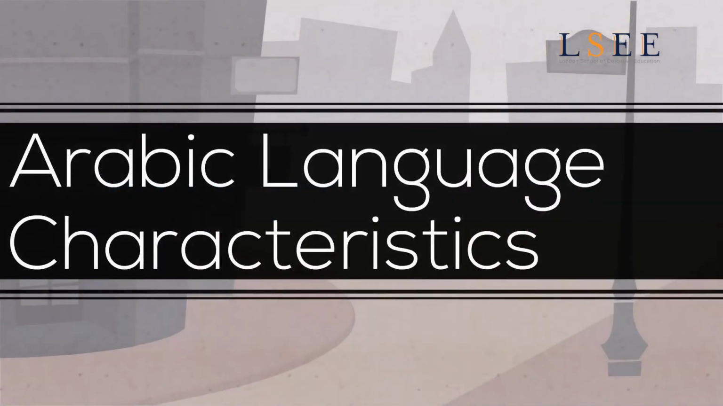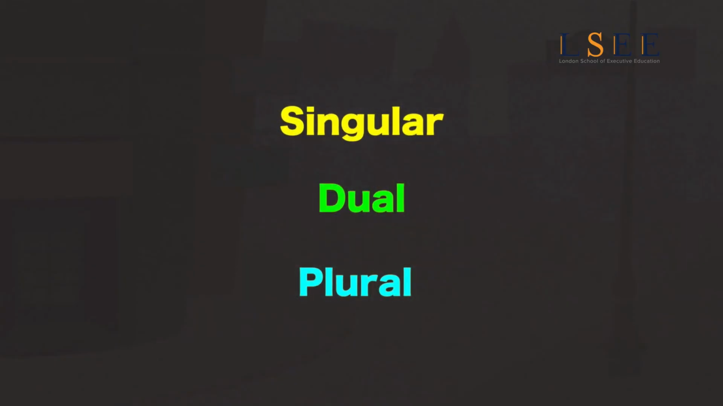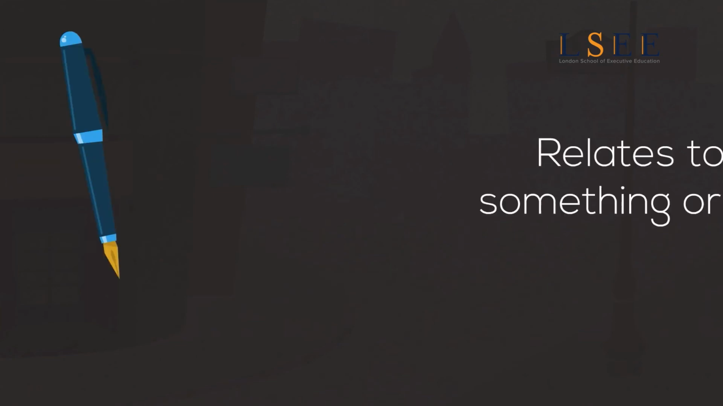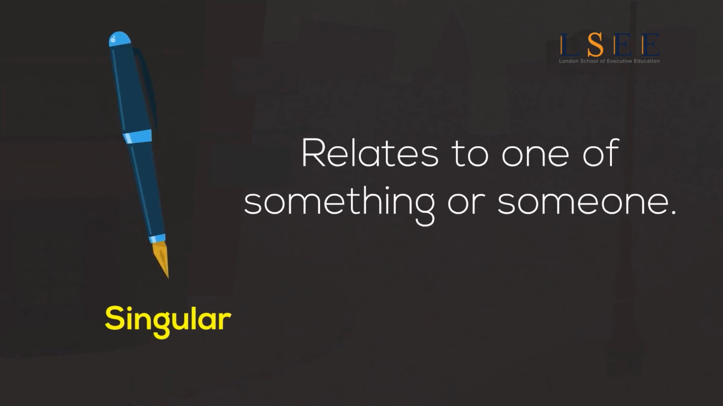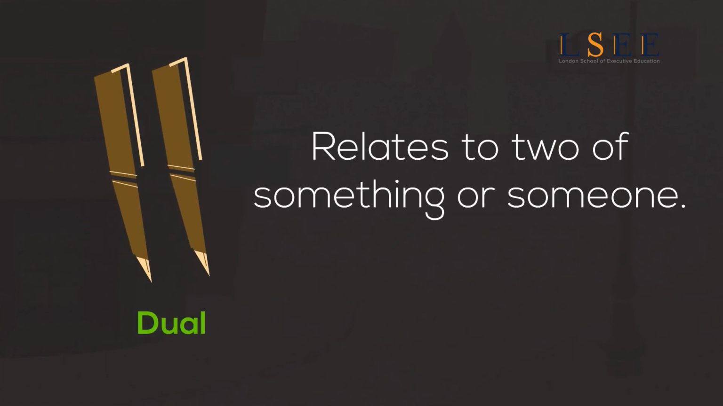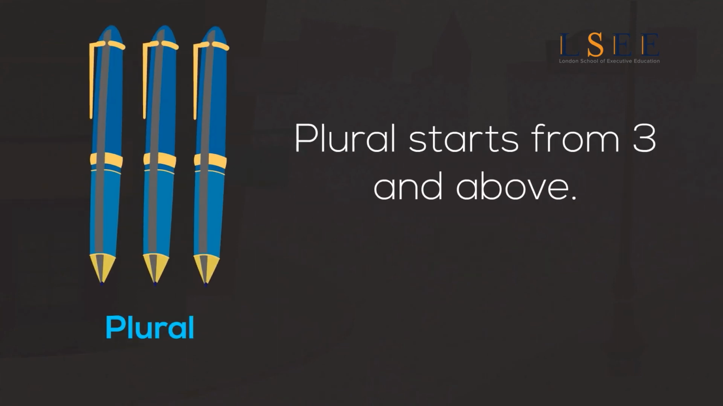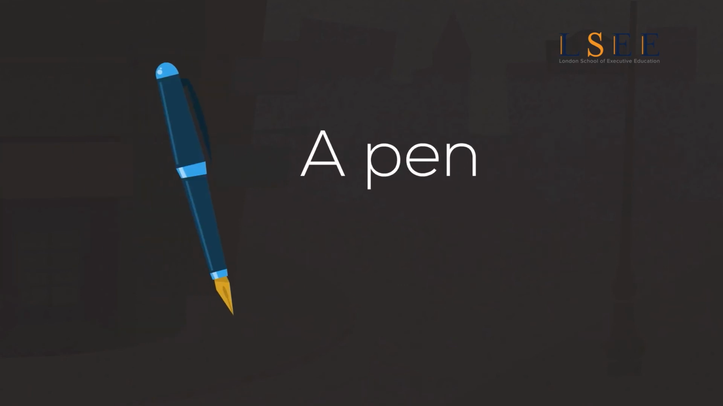Welcome to Characteristics of the Arabic Language, Part 4. Arabic nouns can either be singular, dual, or plural. Singular is the form that relates to one of something or someone. Dual is the form that relates to two of something or someone, and plural in Arabic starts from 3 and above. Listen to these examples.